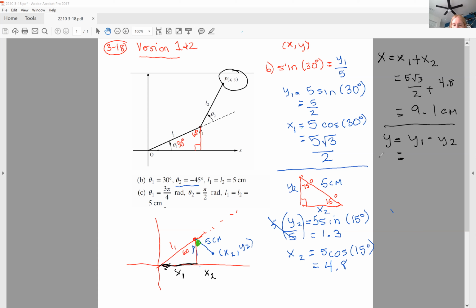So that would equal 5/2 or 2.5 minus 1.3, which is equal to 1.2 centimeters. So that means my X comma Y is, from what I calculated, 9.1 comma 1.2. And that concludes B.